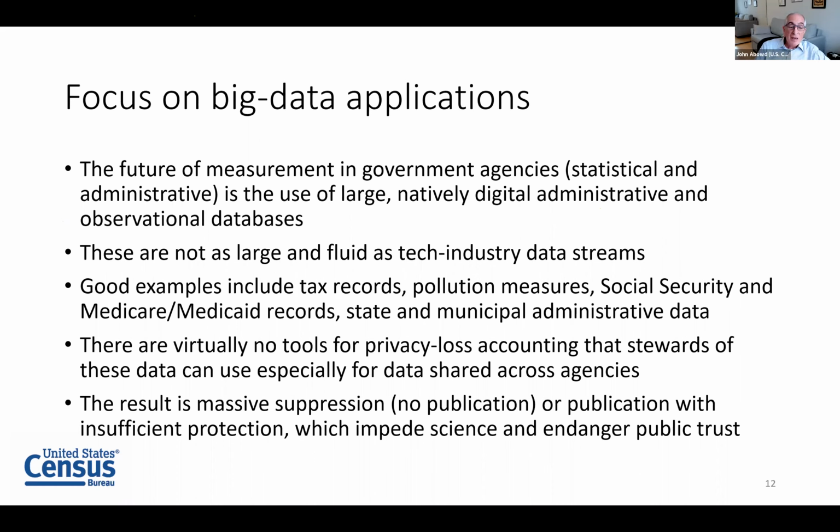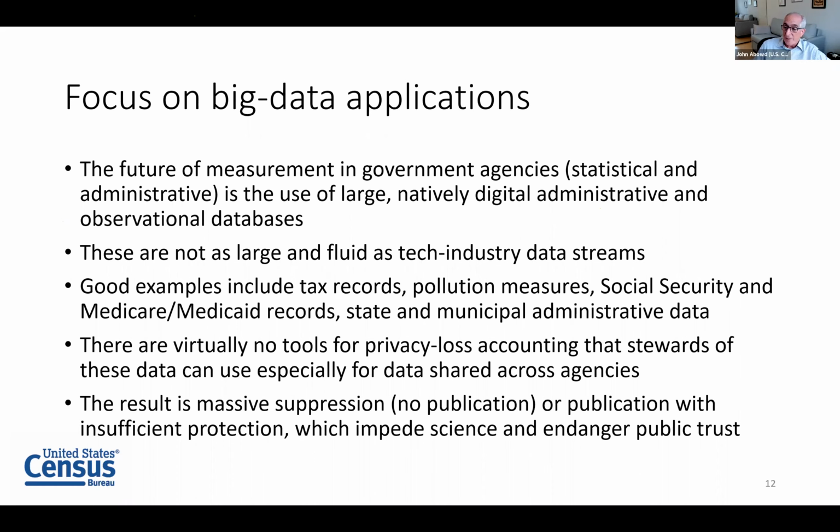you probably will. These are not as large or as fluid as tech industry data streams. They're what I think Bob Groves coined the term found data, observational data. They have lots of different names. For a long time, they've been referred to as administrative data, but that doesn't have a well-defined schema either. But the reason they're not as large and as fluid as tech industry data streams is they're not generated by multiple interactions with a cell phone over the course of minutes.